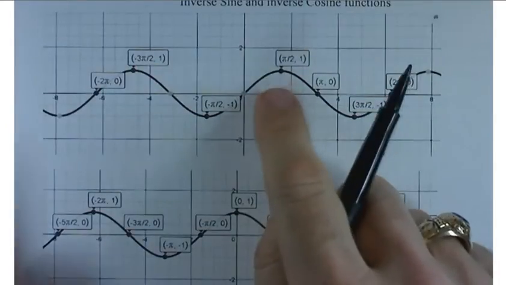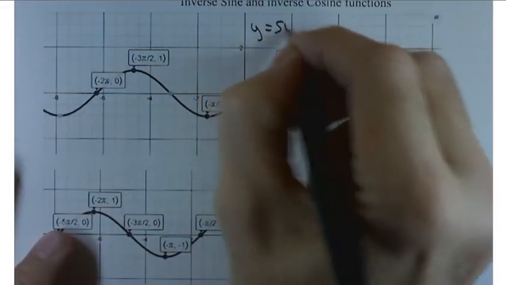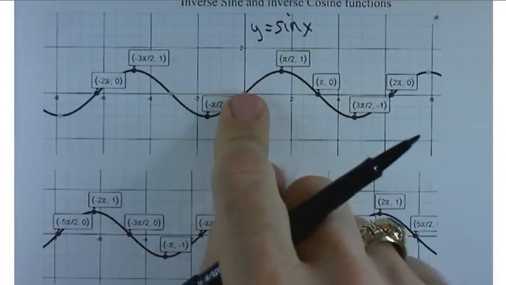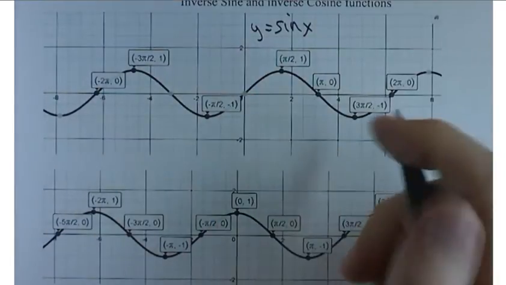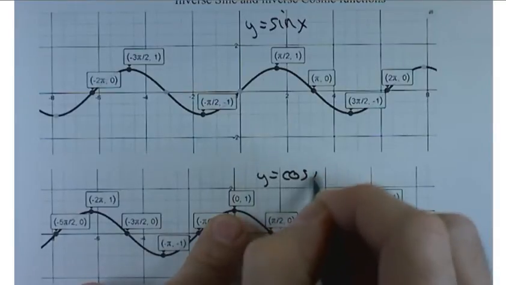So what graph am I looking at here? Which one's this in unison? Sine. Good job. Y equals sine of x, because it starts at 0. Cosine of x is going to start at 1. So y equals cosine of x.